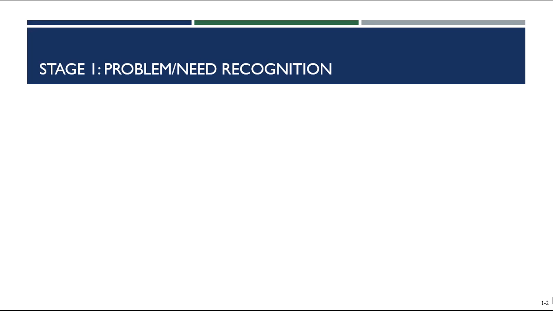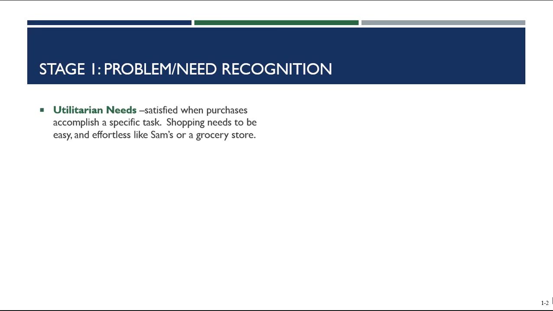So stage 1 of the consumer buying process is the problem or need recognition. Consumers have two types of needs. The first type of need that a consumer might have is a utilitarian need. A utilitarian need can be satisfied when a consumer purchase accomplishes a very specific task. So for a utilitarian need, shopping needs to be easy and effortless. So let's say you need bread, right? That's a utilitarian need. You're going to the store because on your list you have an item that says bread, right? So we have to think about, as retailers, how we can meet that need.